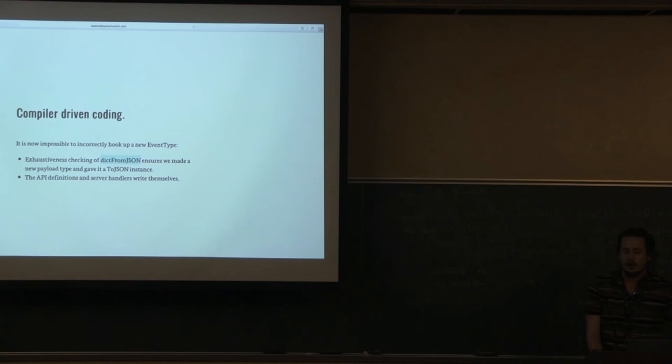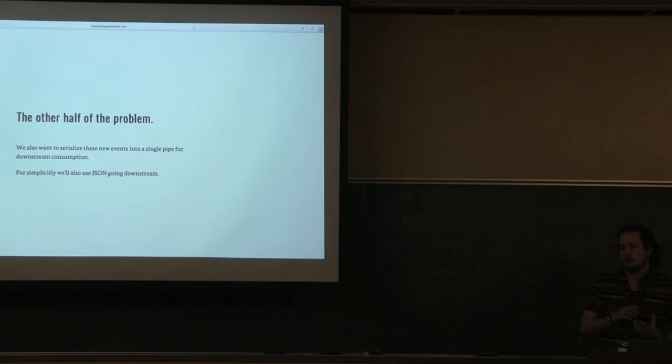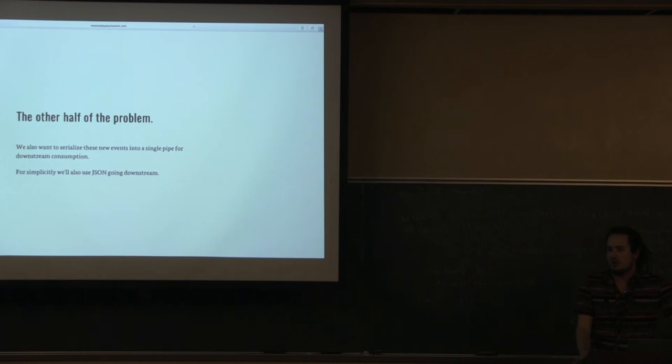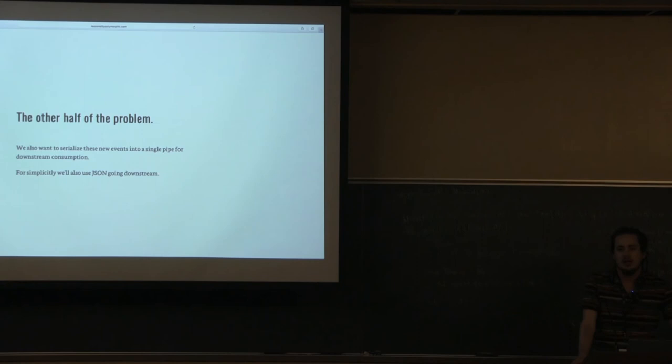But this is only half of the problem, right? We've ingested the data, we've type checked it, but we still need to send it downstream. And I know it seems wild, but we're so close. Don't worry, we're so close. There's light at the end of the tunnel. We're almost there. There's just a few more problems we're going to run into, but nothing hard. So for simplicity, we're still going to encode these things as JSON.